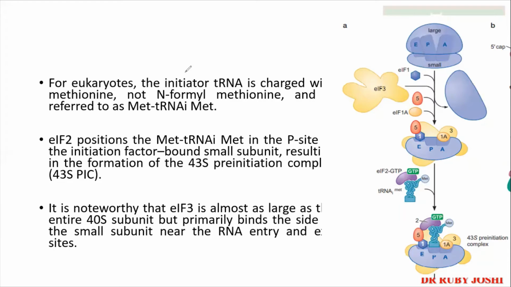So in the case of eukaryotes, the initiator tRNA is charged with methionine and not formyl methionine. This we have already discussed. Now, EIF2 positions the Met-tRNA-iMet in the P site. इसका क्या काम है? To bring that initiator tRNA to your P site, the peptide site, and together it forms your PIC.